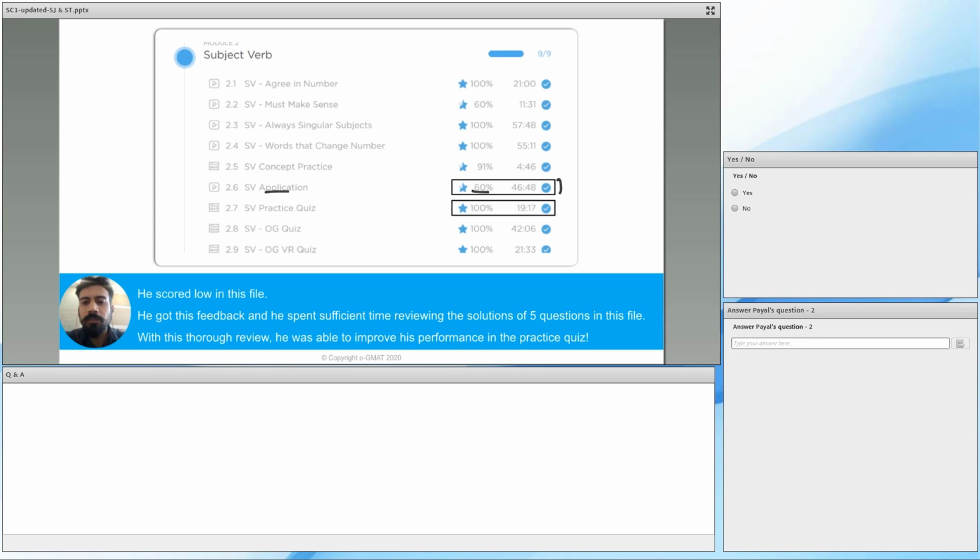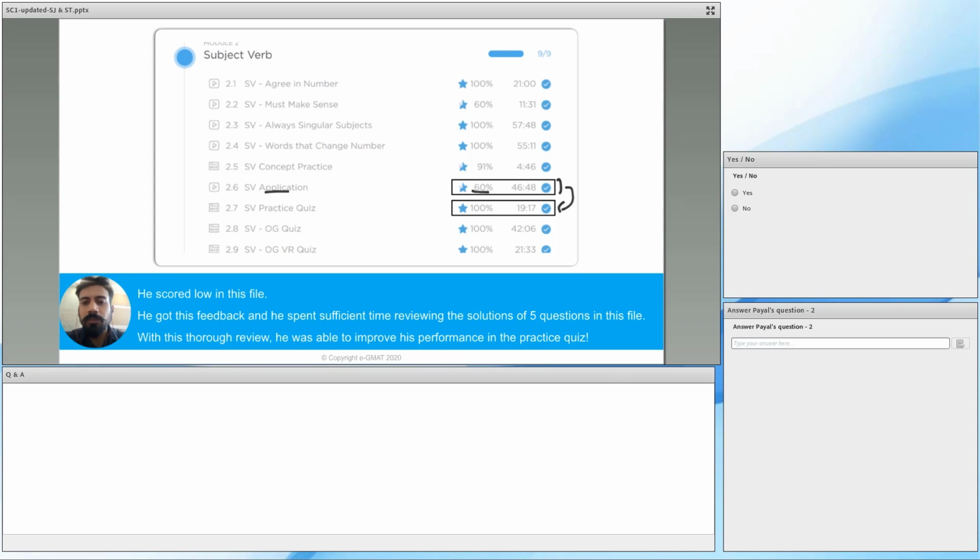So he used that feedback that we gave him, not only the solutions that we asked them to go through, but also the pointers where you need to work upon. He invested a lot of time. That is the reason why we see that in the practice quiz, which is a more difficult quiz than the application quiz, he scored a perfect 100%. So these are small things that you need to inculcate within yourself.